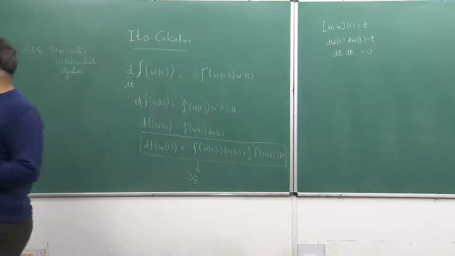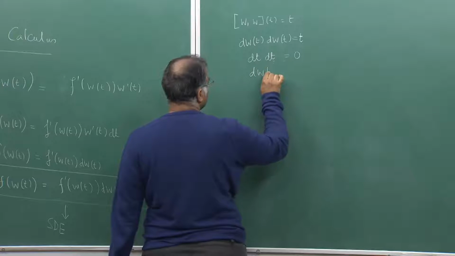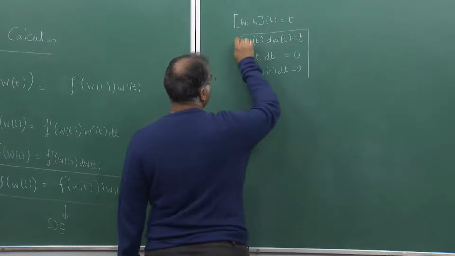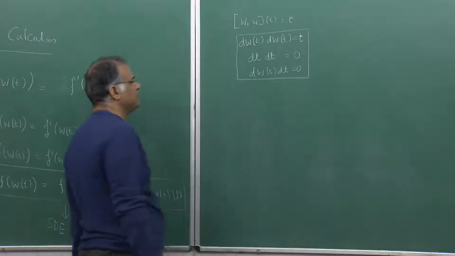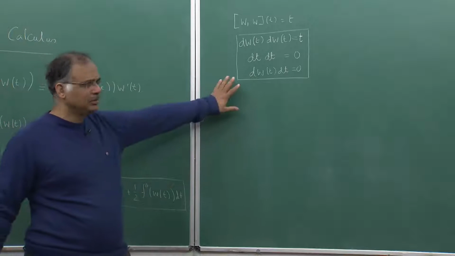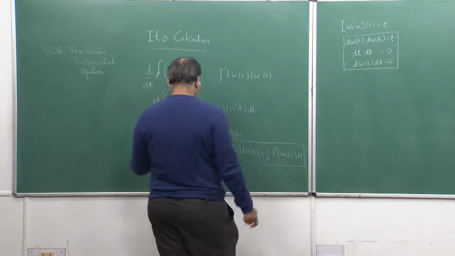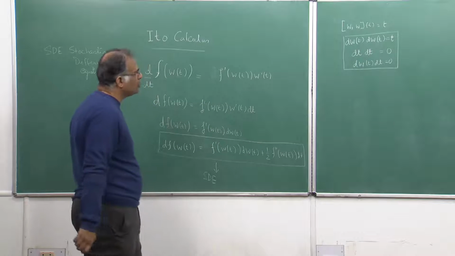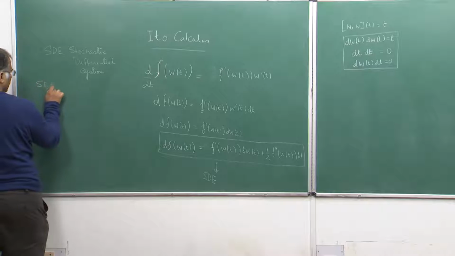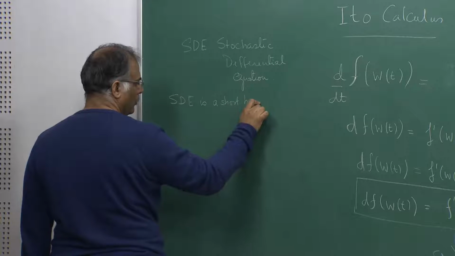And then if you take a cross variation between Wt and t, that is dWt into dt, that is also 0. So this is a basic shorthand that you should remember when you are going to study finance or do derivative pricing. These are very basic shorthand. Now this SDE, what you see here, is actually a shorthand of the following.